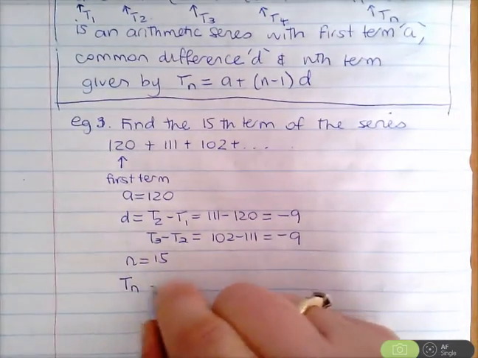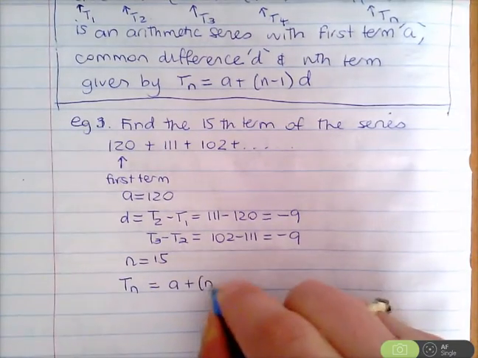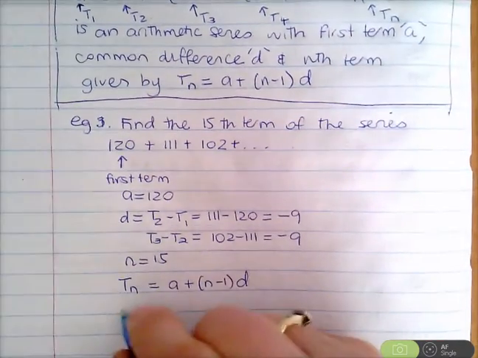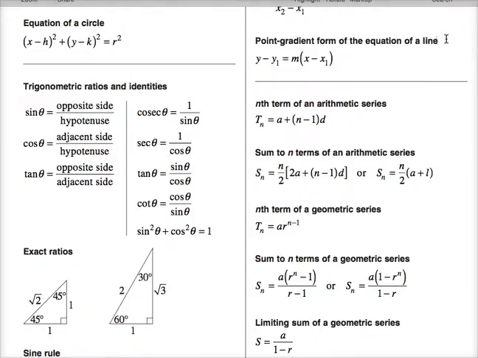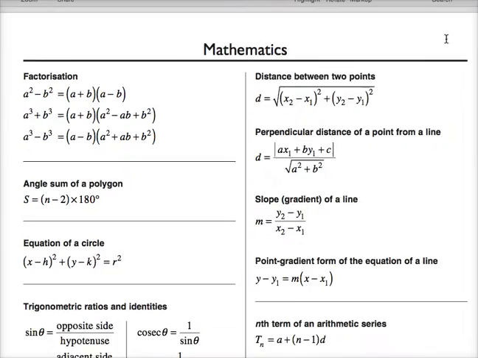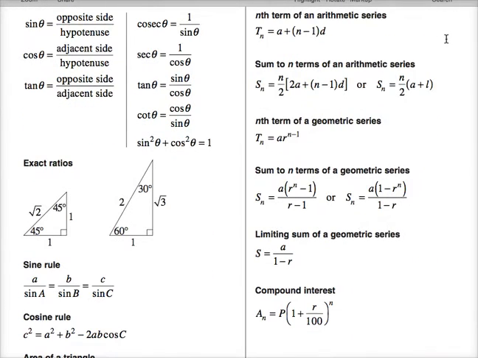So writing out the formula, tn equals a plus n minus 1d. And I'm just going to see where that is on the formula sheet. So on the first page of your formula sheet here, the mathematics formula sheet, we can see here nth term of an arithmetic series is tn equals a plus n minus 1d. So you don't have to learn it. It is there on your formula sheet, okay? And we'll be looking at all the rest of these in the videos to come.